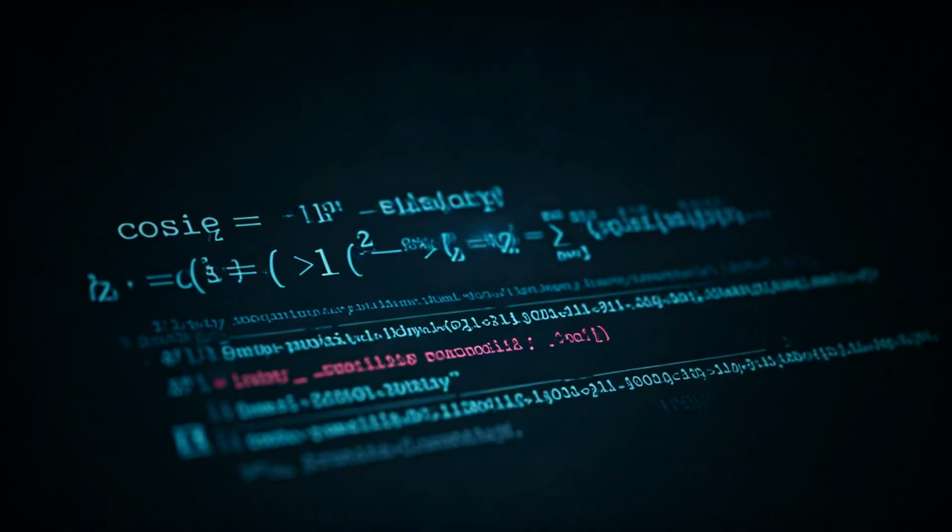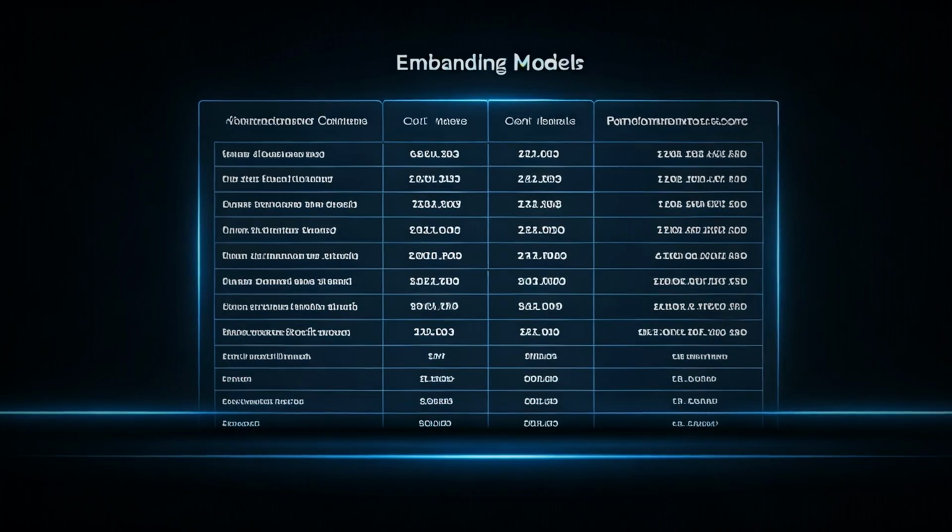To find similar chunks, compute cosine similarity. Dot product divided by the product of magnitudes. In NumPy, that is 1 line. Score of 1 means identical. 0 means unrelated. Which model?